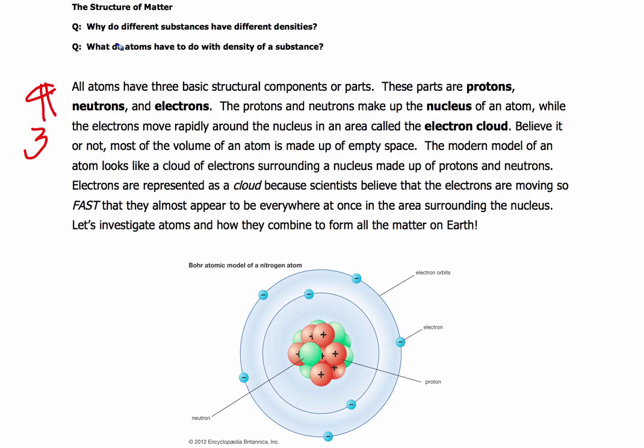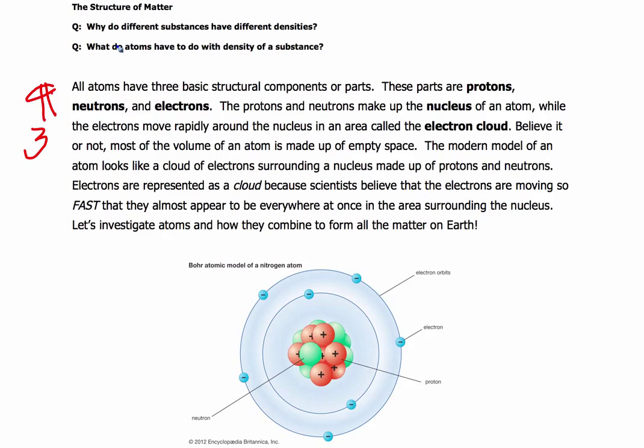Believe it or not, most of the volume of an atom is made up of empty space. Okay, so pause this video just a minute and take a look at all the space between the electrons and the nucleus, the protons and the neutrons in the middle of the atom. Just pause and take a look at it and study it. Okay, so the modern model of an atom looks like a cloud of electrons surrounding a nucleus made up of protons and neutrons. Electrons are represented as a cloud because scientists believe that the electrons are moving so fast that they almost appear to be everywhere at once in the area surrounding the nucleus.